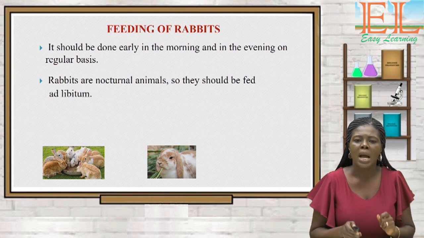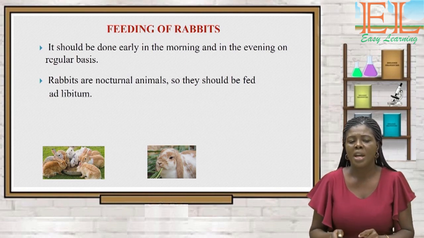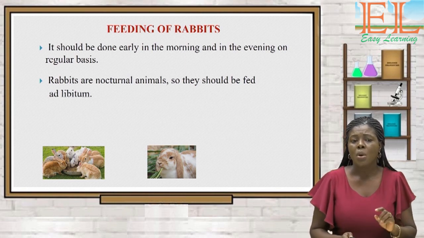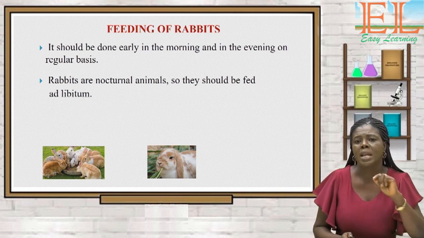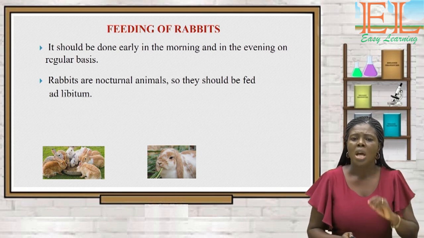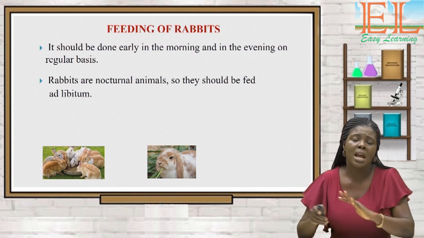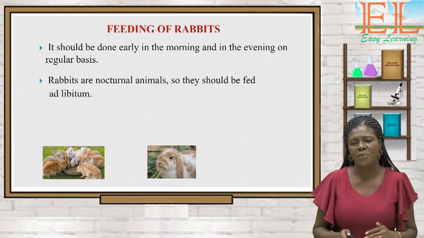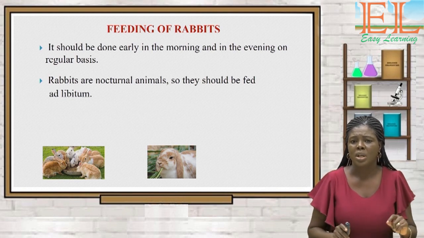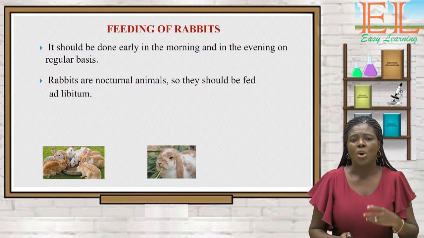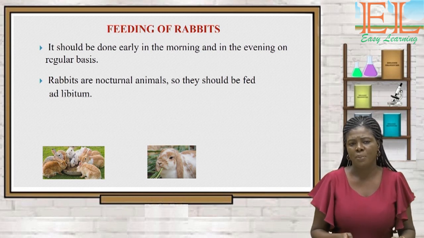Rabbits are nocturnal animals, so they should be fed ad libitum. Now they are active in the night. That is why we are saying that they are nocturnal animals. So the feed should be easily available. They should get access to the feed so that in the night when they are moving about, they can easily feed on whatever you've provided for them.